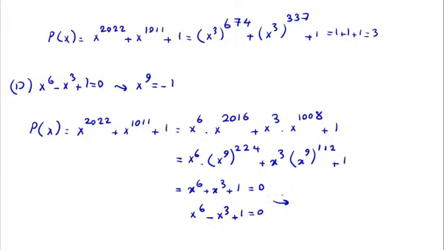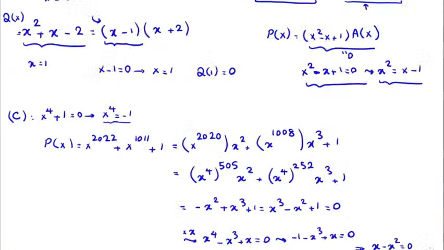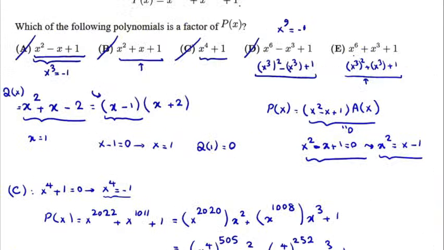So, if you subtract, then 2x cubed will be 0. So x cubed will be 0. So the only possible case is x should be 0. But if x is 0, this one is not correct. So D has been rejected. So we understand that the answer is E.